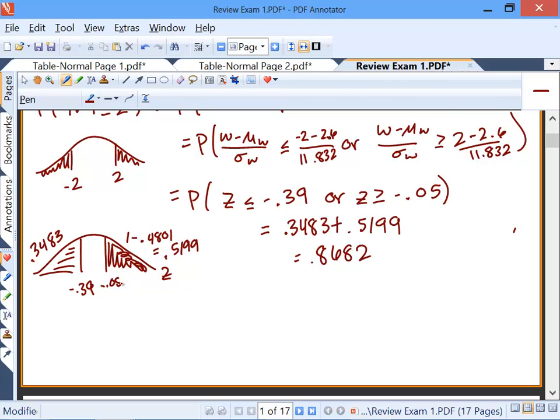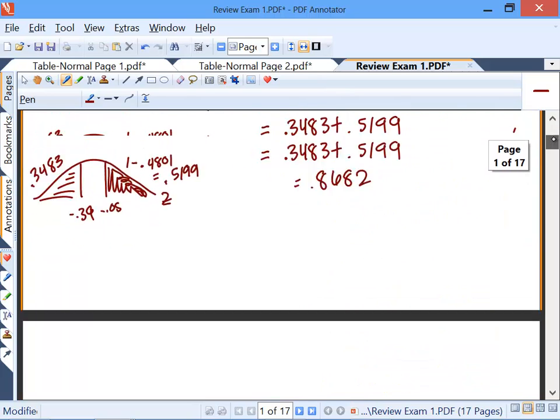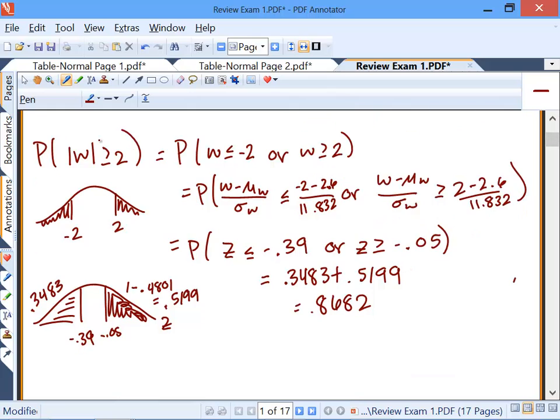Again, what we learned from this problem is you start off with something that looks really nasty. Ignore it for a minute. Just look at, say I have a new random variable W, find your new mean, your new standard deviation, and then just write it as the probability that absolute value of W is greater than or equal to 2, and it suddenly looks a lot simpler. At least I think it does. So, questions here? Could you run through how you got that 0.3483?